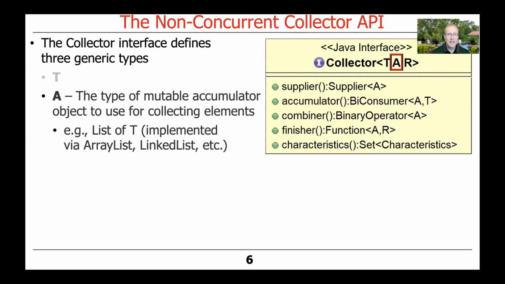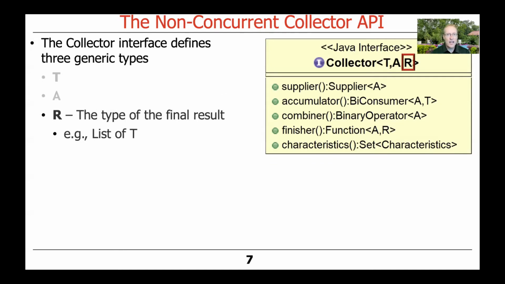The A parameter to collector indicates the type of mutable accumulator that's used to collect the elements in the stream. So this is basically the container that's being used to store the elements as the accumulation is taking place by the collector. And these are very often lists of stuff, typically lists of type T, which could be implemented as an array list or a linked list or some other kind of list. There are other kinds of things you can have, but that's a very common way to have the collector.